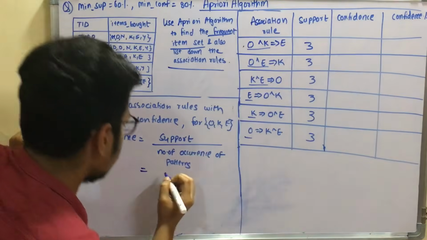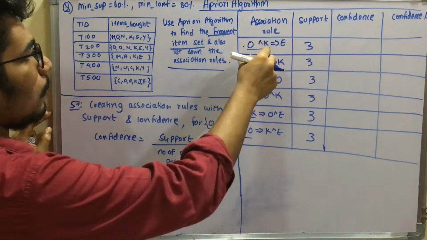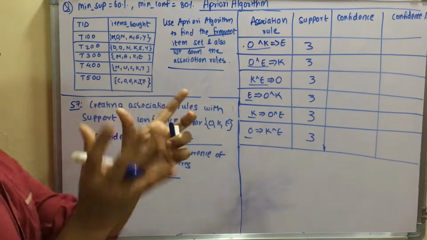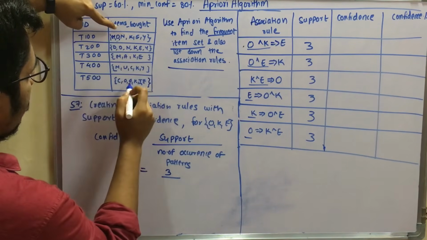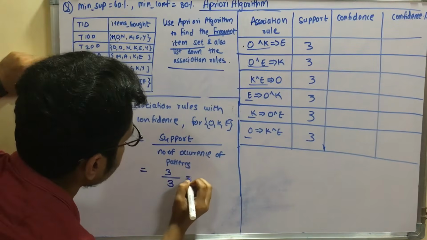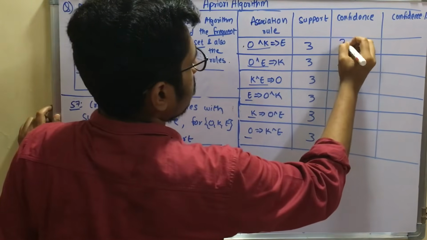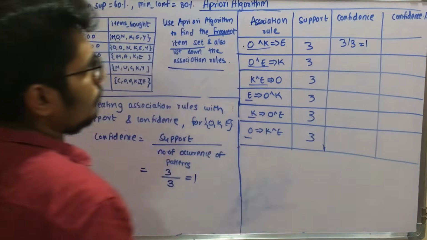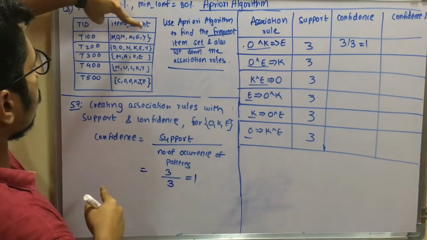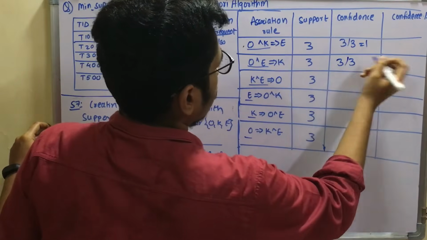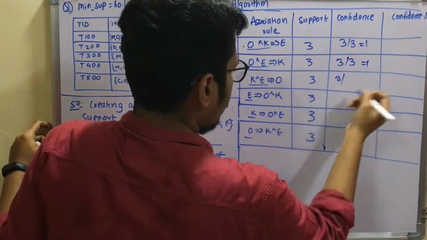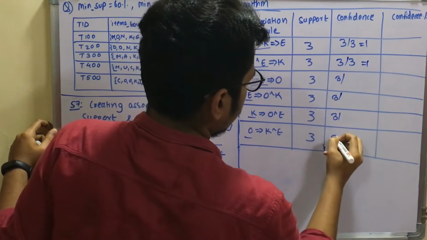So for the first case it will be 3 divided by the count of O and K. You just have to consider O and K. So O and K comes in this OK, OK and OK. So it will be 3 divided by 3, and so it's 1. Like O and E, O and E, O and E, and O and E. So again it's 3 divided by 3, that's 1. In all cases, support is 3.